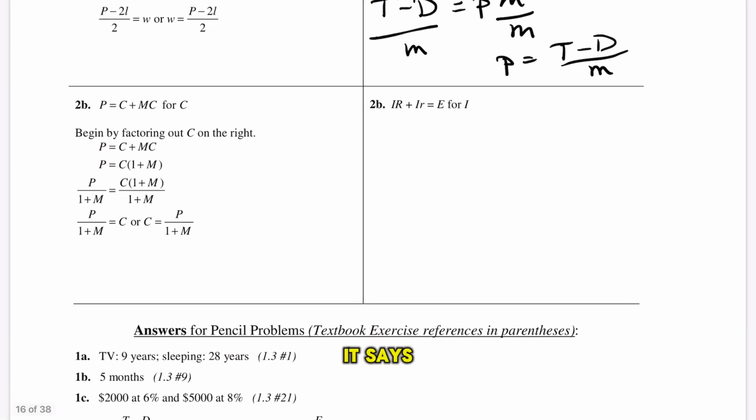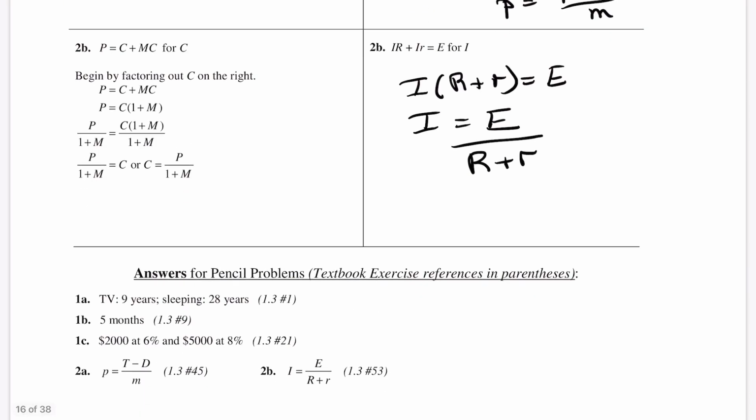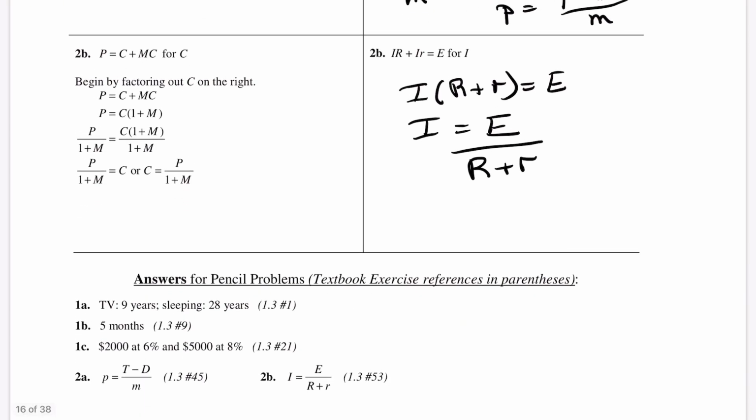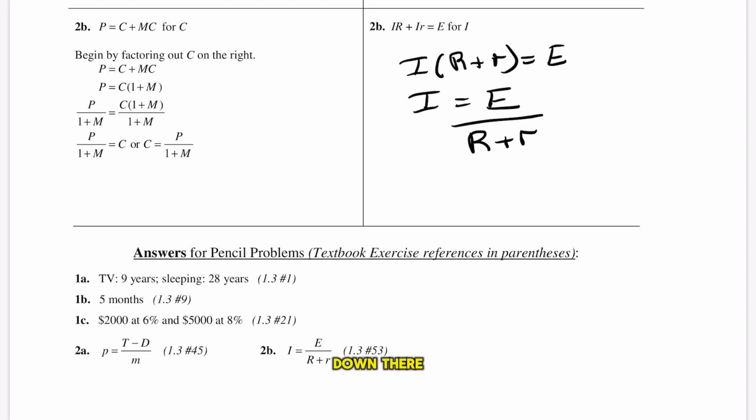Same thing for the next one. It says we are solving for I. So the first thing you would do is divide I out. And then you just divide everything by what's next to I. So E is equal to big R plus little r. And the nice thing is you have those down there.